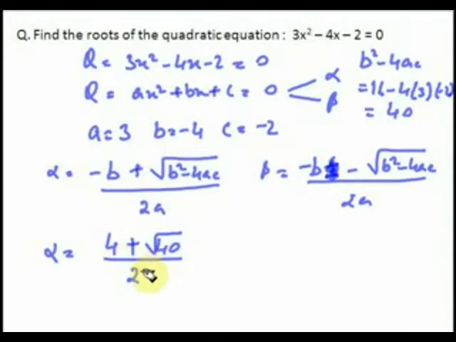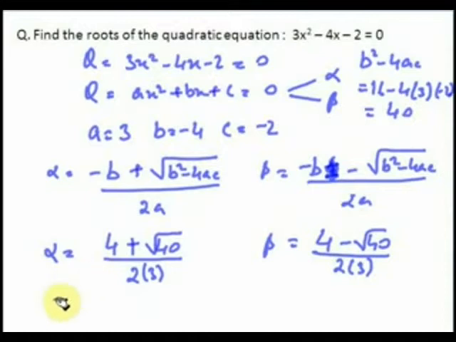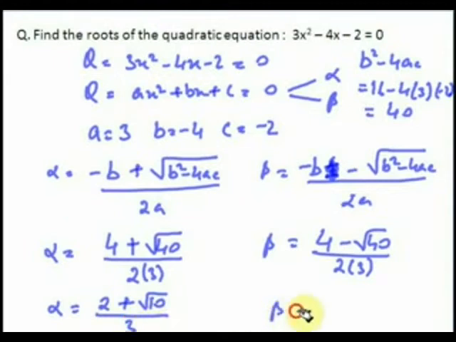40 upon 2 into a is 3, and the value of beta is equal to 4 minus root 40 upon 2 into 3. Solving, we can get this as 2 plus root 10 upon 3, and the value of beta is 2 minus root 10 upon 3.